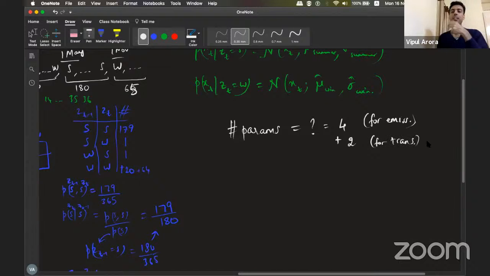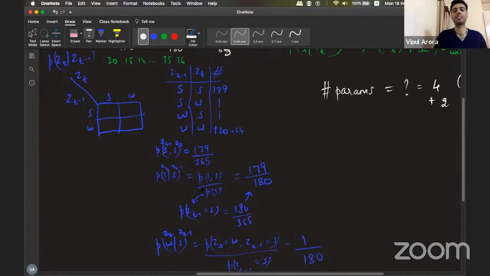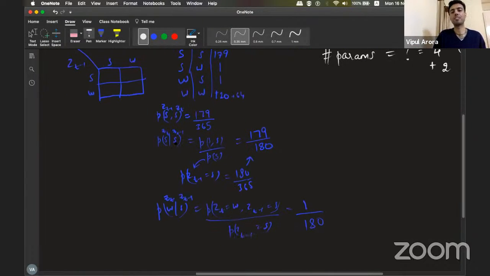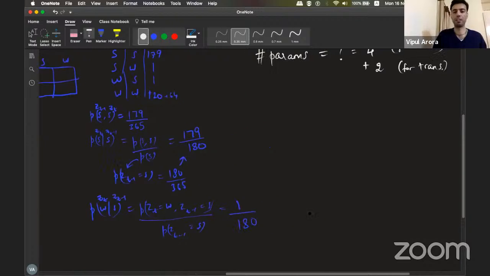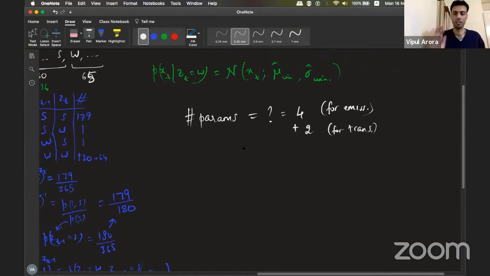So I was expecting this answer from you. So why 2 parameters? Somebody can say there are 4 parameters required, but you know that 2 of these sum up to 1 because the conditional probabilities, P of S given S and P of W given S, will sum up to 1. So basically it's only 1 parameter. The other one can be derived from that. So there are 2, one for summers, one for winters. Okay, is that clear?